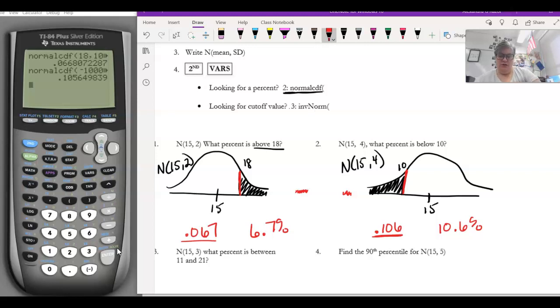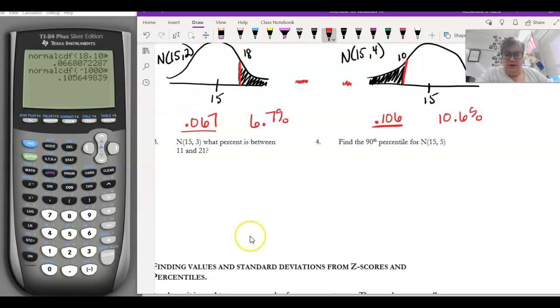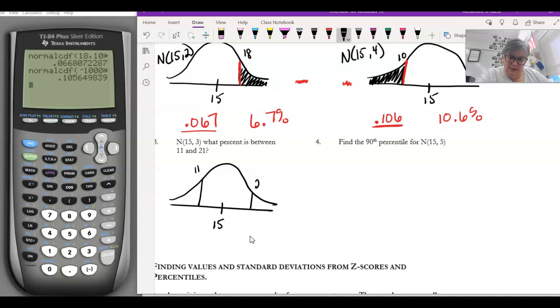Okay, we got 2 more to do real quick, and the bell just rang, so I gotta hurry up. Okay, so now let's do the next one. Same idea. 15. This time it's between 11 and 21. So 11's right here, 21's over here, and I'm going to shade in between.